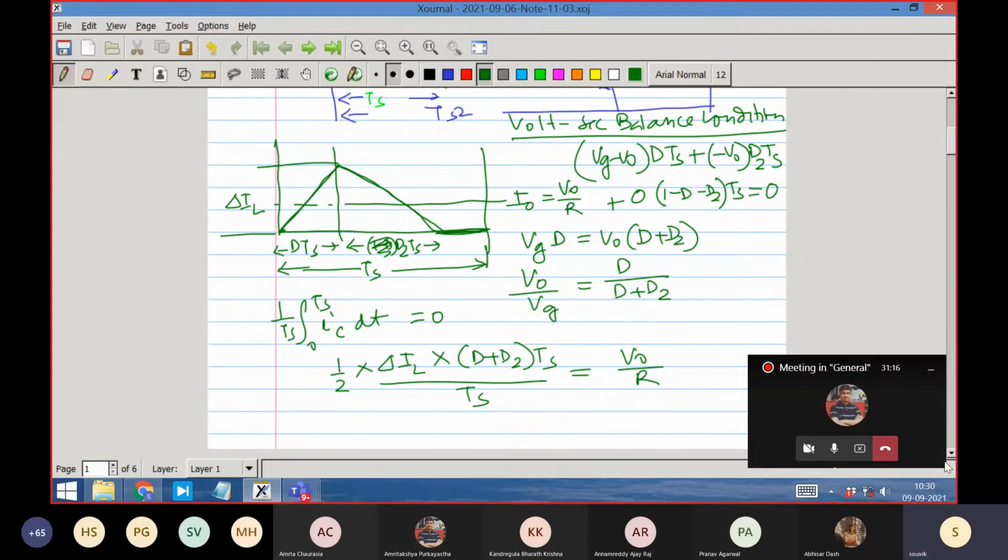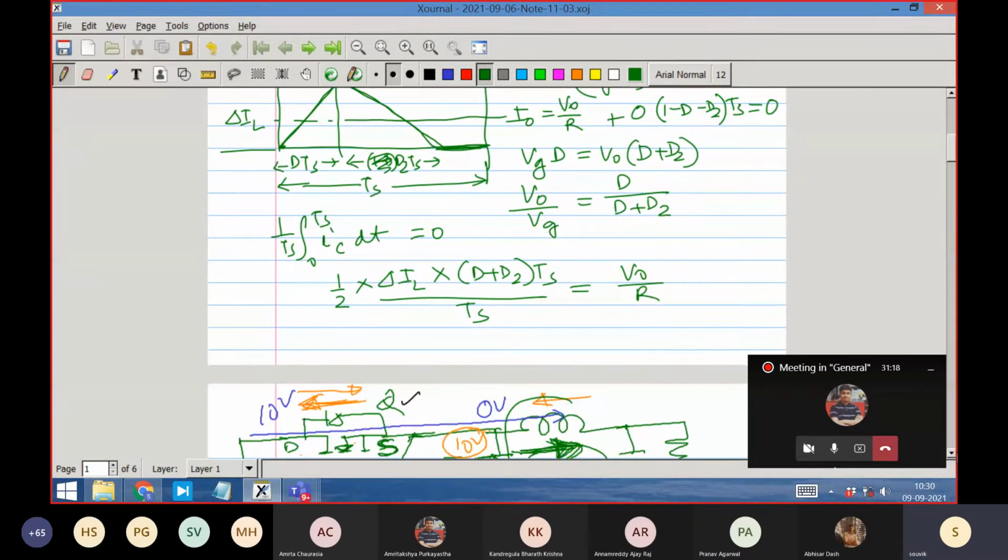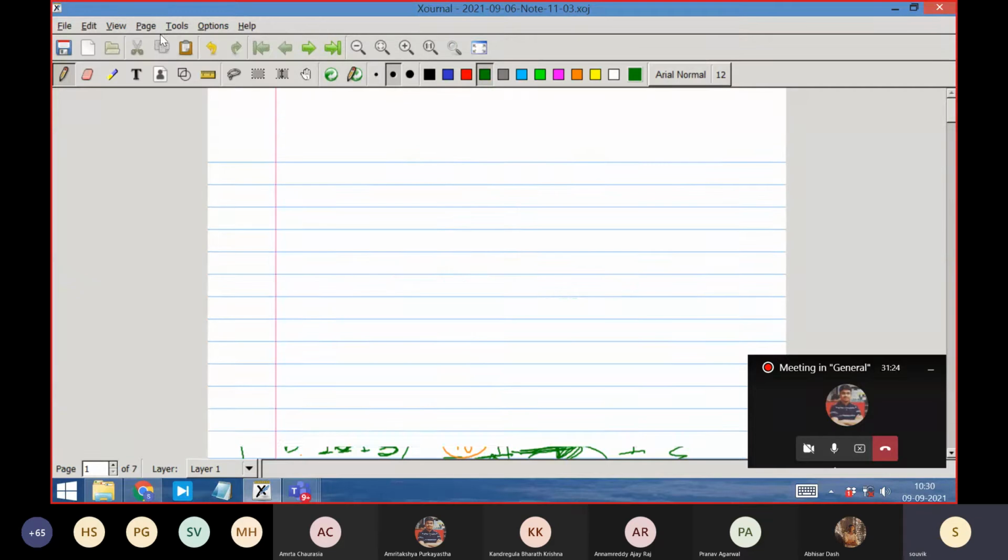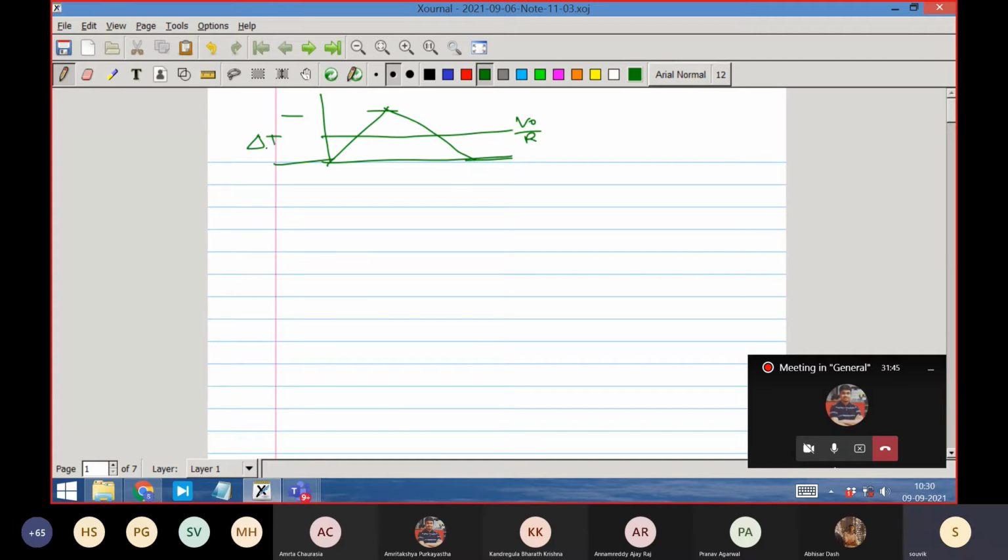Okay, so what is delta IL? Let us go to the next page. What I wrote here is this one. I will draw it approximately, and this is the average. So this is V naught by R, and this is delta IL. This is DTs. This is D2Ts. So what I wrote is half of delta IL.